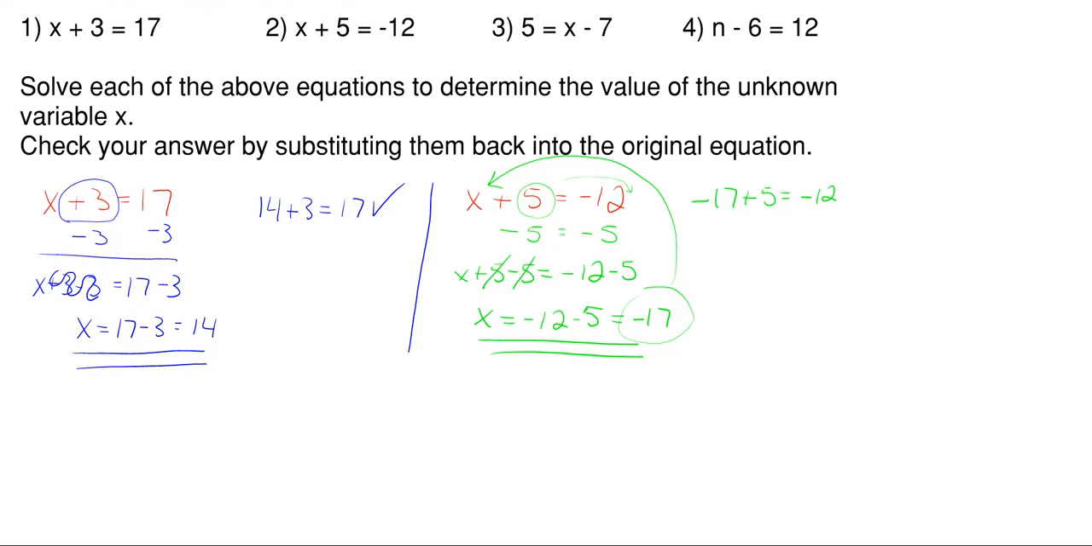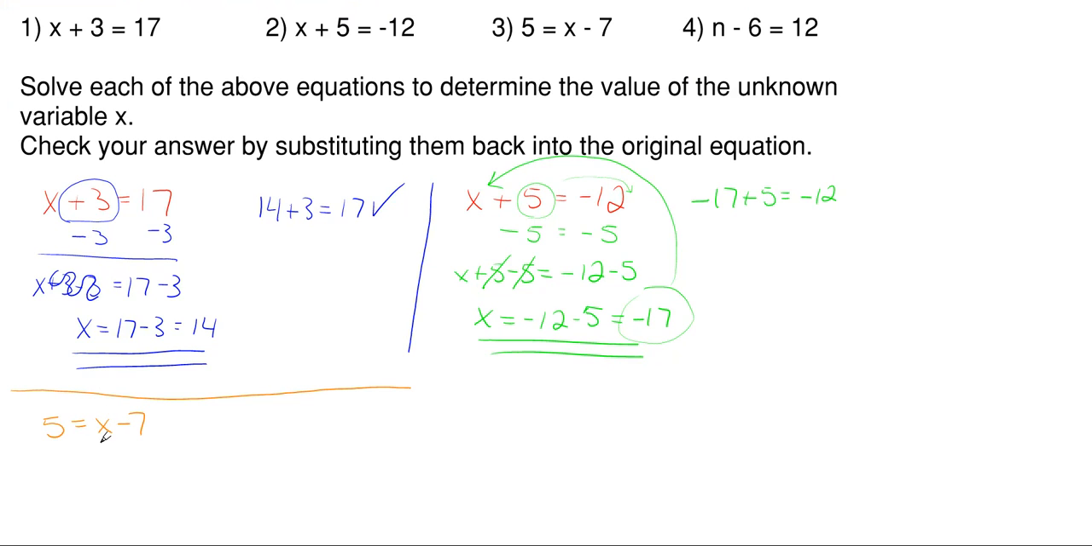All right, so moving on to the third one. So we have 5 is equal to x minus 7. Just like what I said before, it does not matter if the x is on the left side or on the right side. Typically, having x on the left side of the equal sign is the better nomenclature, but it does not matter. You would solve the equation exactly the same way as before, where you want x to be isolated by itself, either on the right side or on the left side.